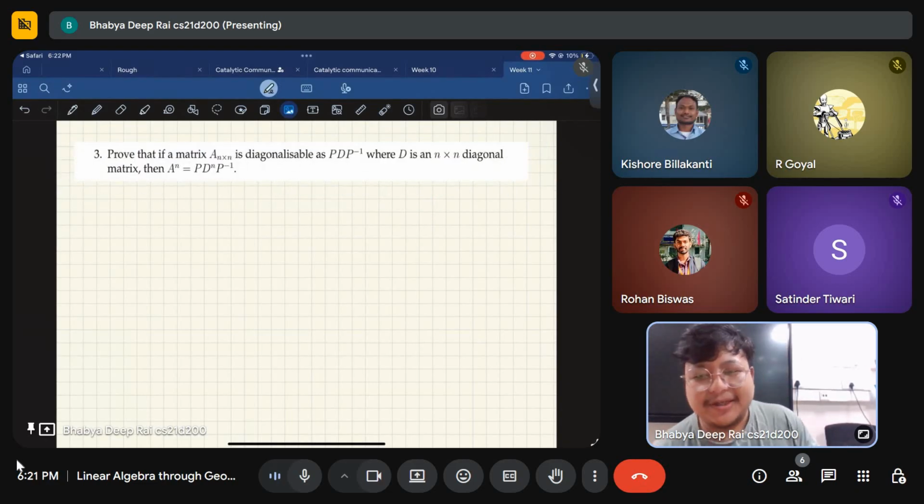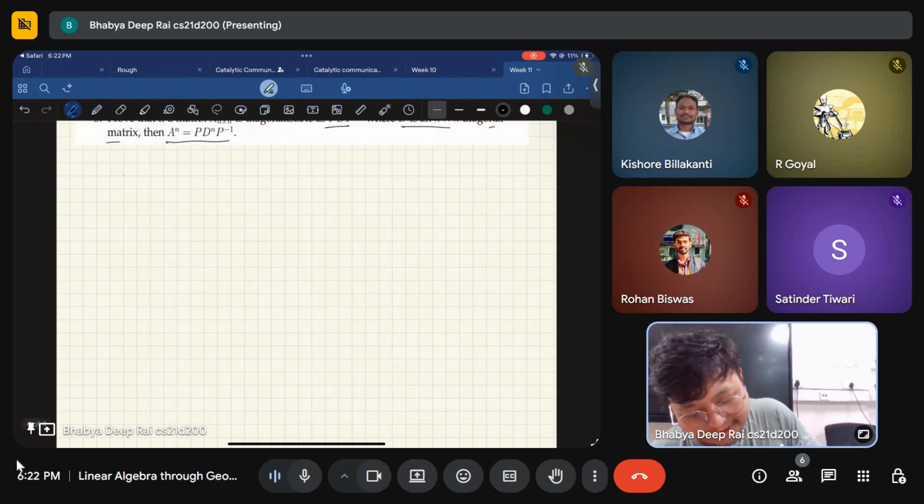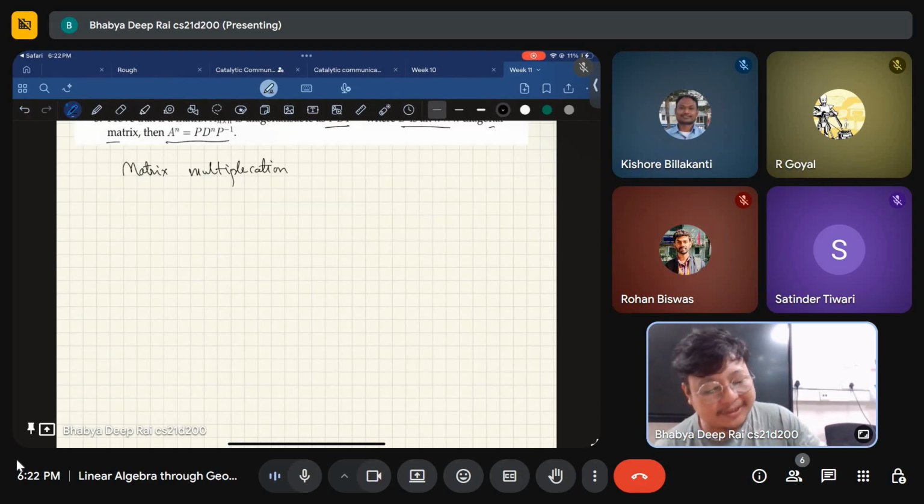Prove that if a matrix A is diagonalizable as PDP inverse, where D is an n cross n diagonal matrix, then A to the n is PD to the n P inverse. Okay, so just to talk to you about matrix multiplication in terms of computational difficulty.